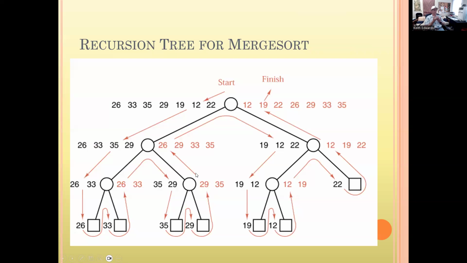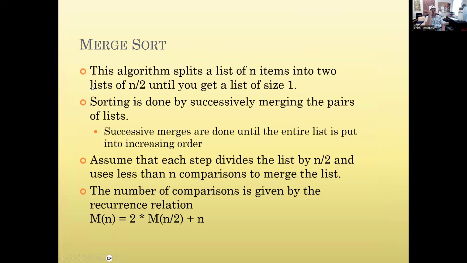And so here's the recursion tree for merge sort. The originals are in black, and the sorting step goes back up the tree, and those are depicted in red. So this algorithm splits a list of n items into two lists of n divided by 2 until we get lists of size 1. And then we successively merge the pairs of lists. Successive merges are done until the entire list is put into increasing order. Assume that each step divides the list by n divided by 2 and uses less than n comparisons to merge the list. Then we have the recurrence relation: M of n is equal to 2 times M of n divided by 2 plus n.